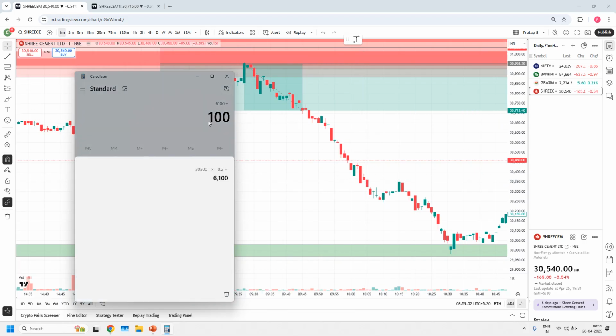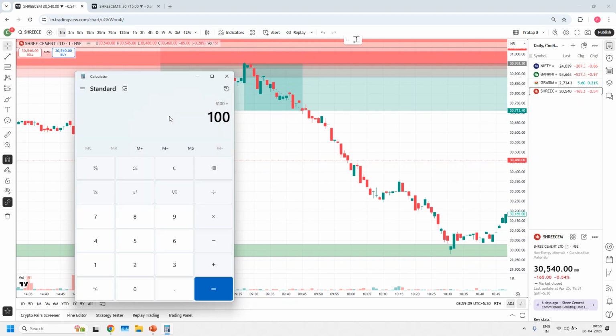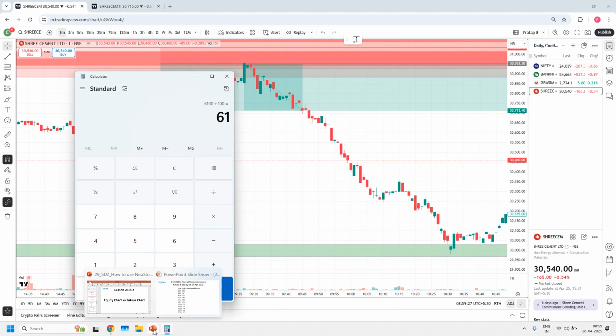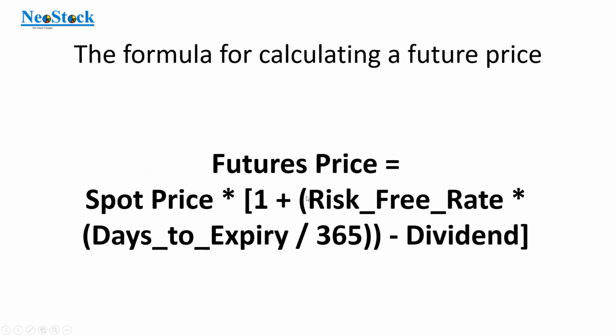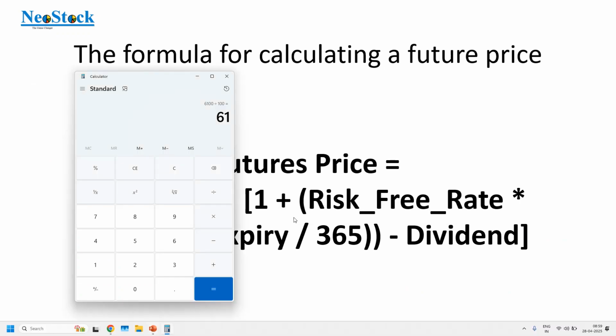Something wrong value I entered here. Okay, sorry. 30,500 into 0.2 equals 6,100, divided by 100. 100 means the percentage. 0.2%, that is 0.2 by 100. That equals 61 rupees. That means from the value derived using this formula, whatever value you get, during the day with 0.2% added, either 60 rupees upside or 60 rupees downside, you may see some movement because of volatility changes in the market within the day.